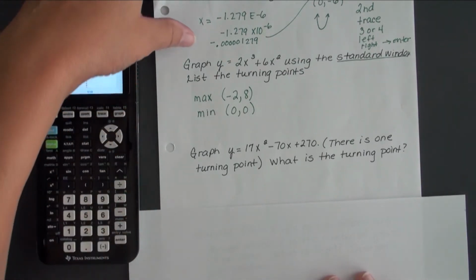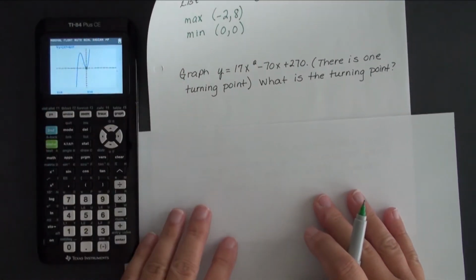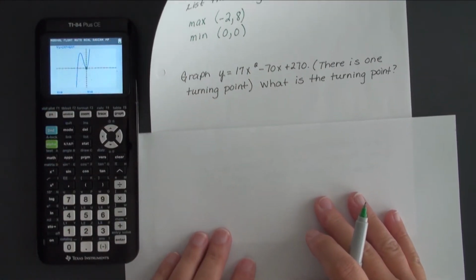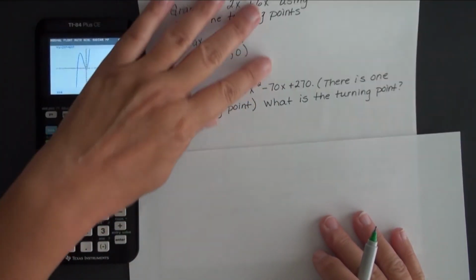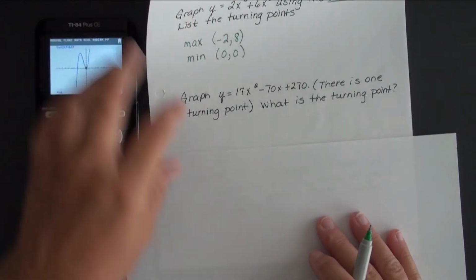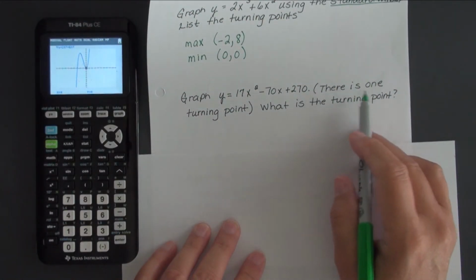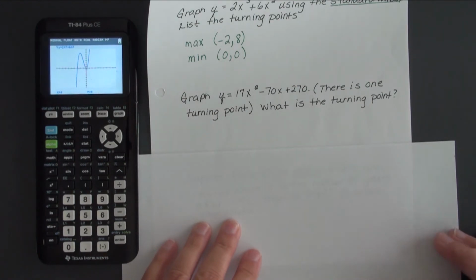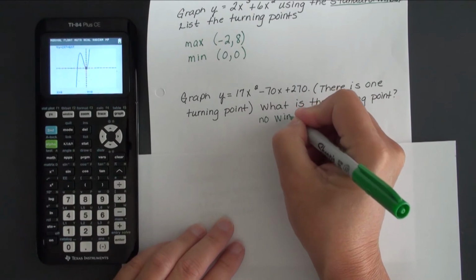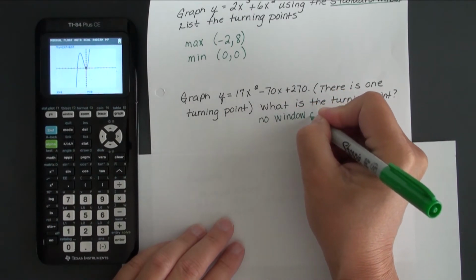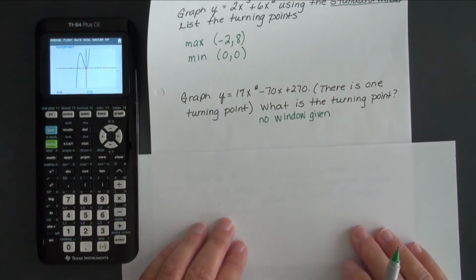All right, let's do one more, determining the turning point. And on this one, we are going to graph y equals 17x squared minus 70x plus 270. And it says there is one turning point. Now you'll notice that there is no window given. So we're going to have to play with our calculator until we can find that one turning point.